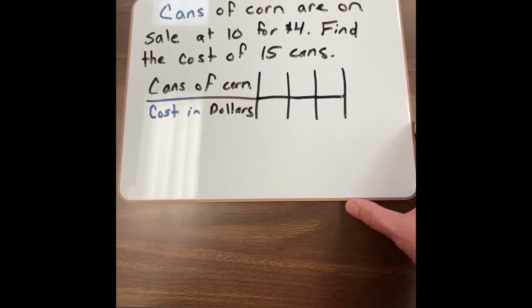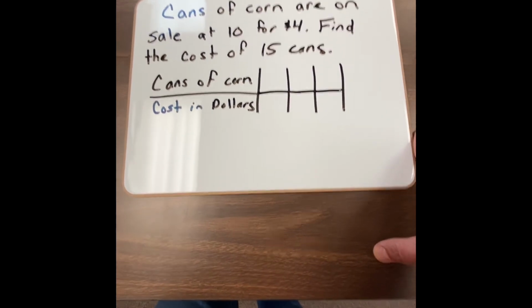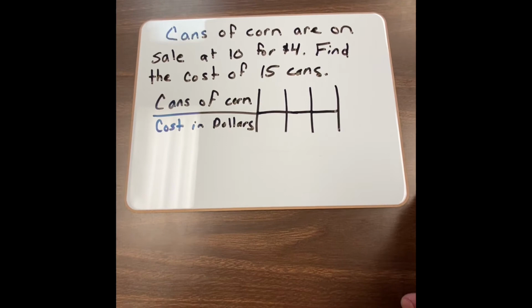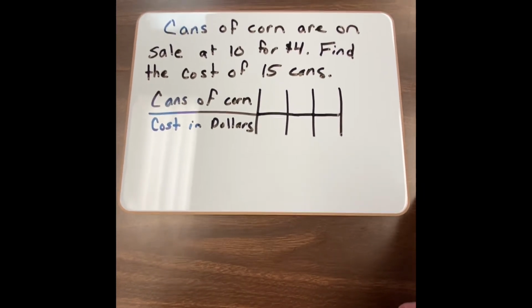Now I want you to look at this one. Cans of corn are on sale at 10 for $4. Find the cost of 15 cans. I want you to try this one.